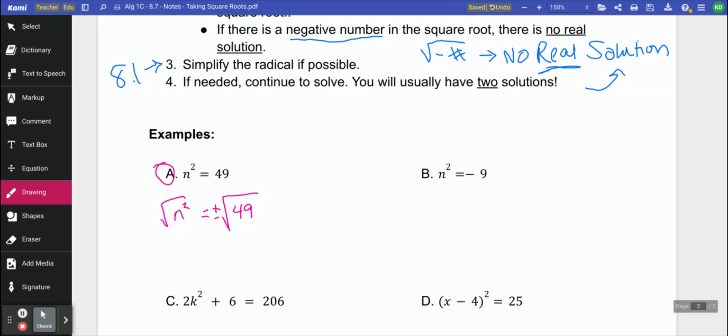So if I square and square root, those guys are going to cancel out, leaving just n equals plus or minus. And 49 is a perfect square. So if we look at our chart, we know the square root of 49 is 7. So those are our two solutions. We get positive 7 and negative 7. So we could write these as n equals 7 and n equals negative 7. That would also work.